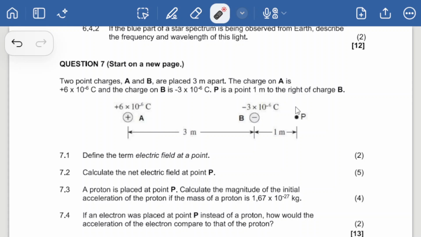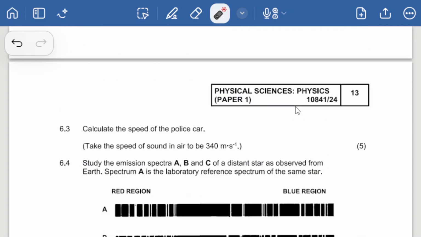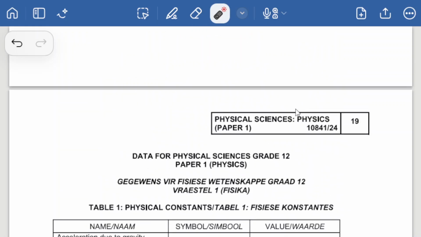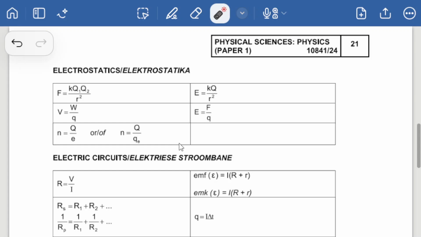Now, which formula am I going to use? We can go up there and check. For electric field at a point given the charges, we are going to use this one. If you're given a force, you can use this. But under our circumstance, we are given a charge. So this is the equation that we are going to use. E is equal to KQ divided by R squared.